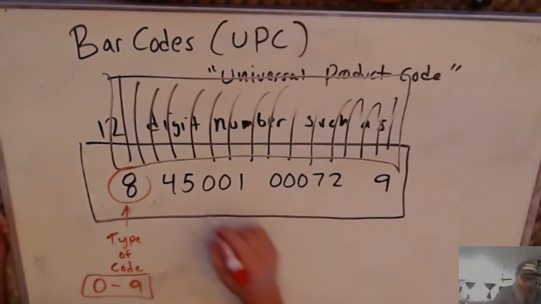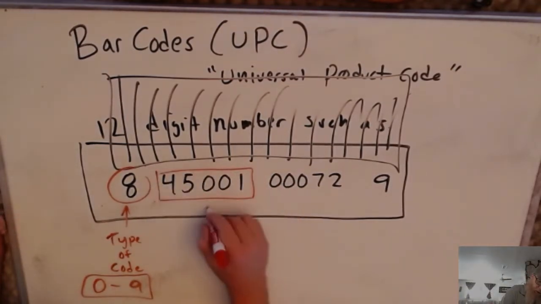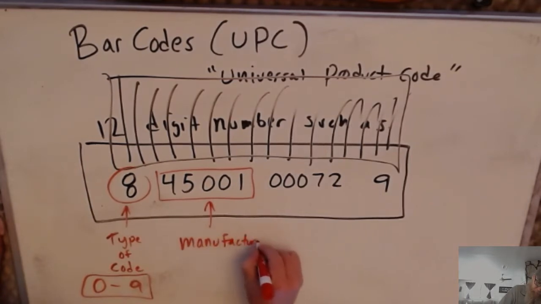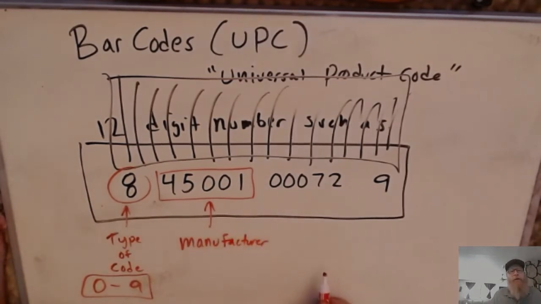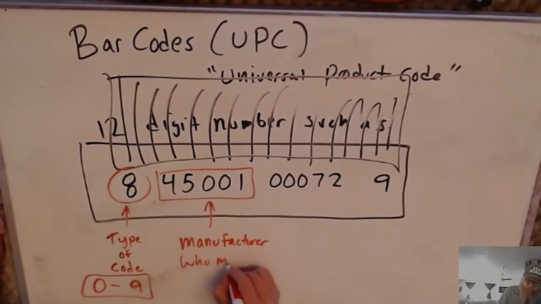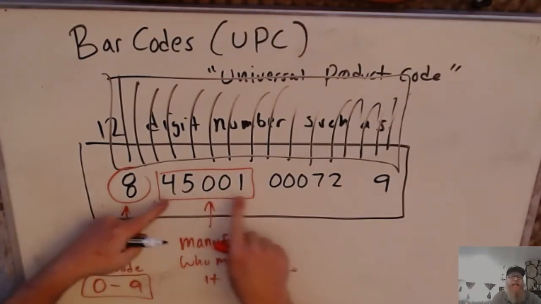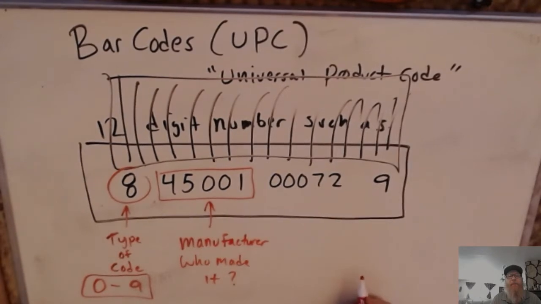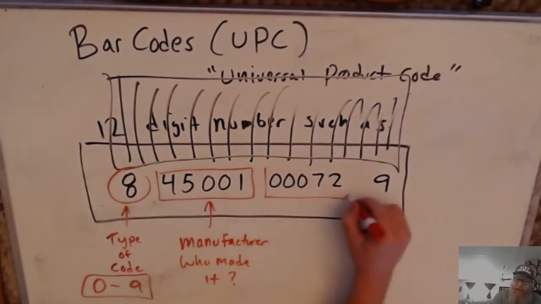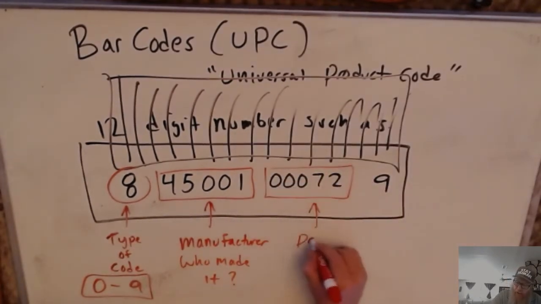The next group tells you who made the product. So this is the manufacturer. Yeah, so who made it. If you go buy 5 products all from the same company, you'll notice that these 5 digits are all the same. The next 5 identifies the product type.